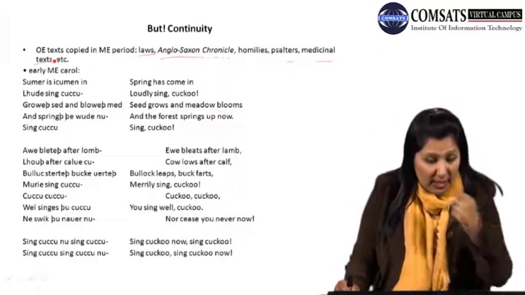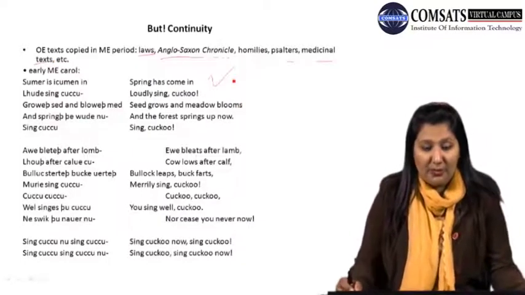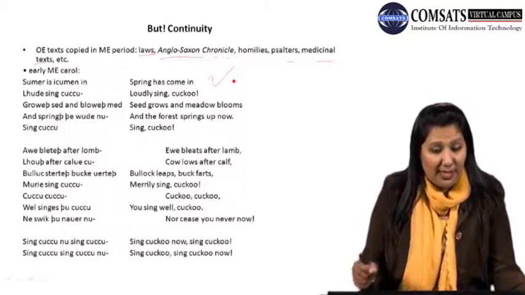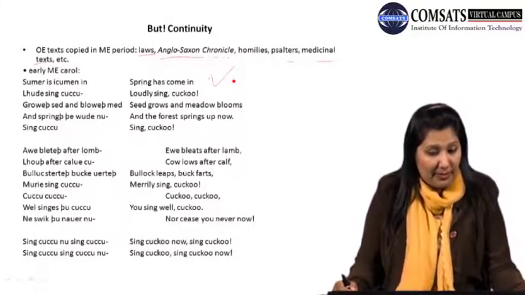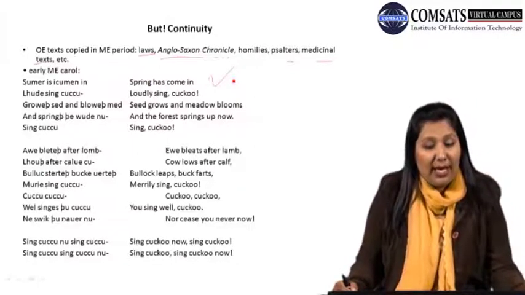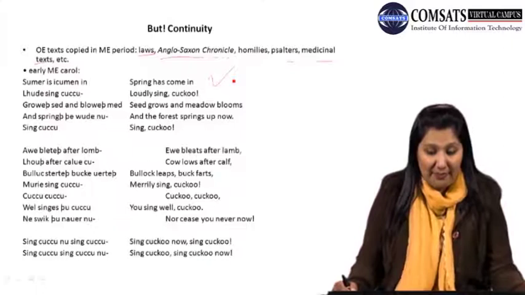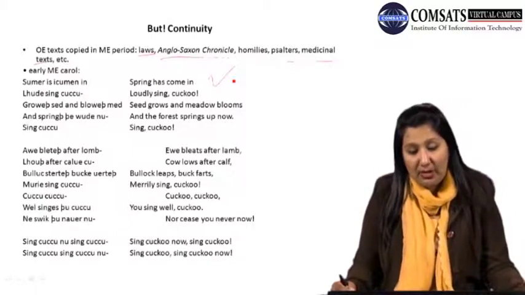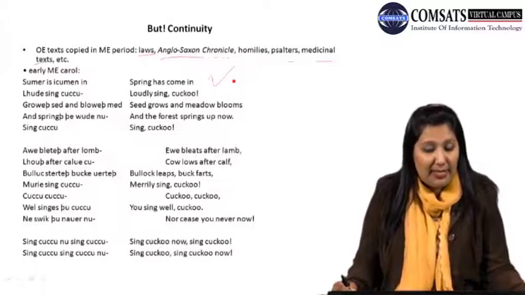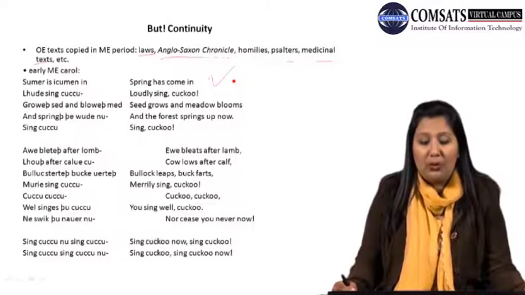Some Middle English carols are like this. Just for example, we look at this side that is a bit more readable perhaps. Look at the first line that is written, and it means: spring has come in. Loudly sing cuckoo, seed grows and meadow blooms, and the forest springs up now, sing cuckoo. Ewe bleats after lamb, cow lows after calf, bullock starts, buck farts, merrily sing cuckoo, cuckoo, cuckoo. You sing well, cuckoo, nor cease, you never know. Sing cuckoo now, sing cuckoo, sing cuckoo now, sing cuckoo.